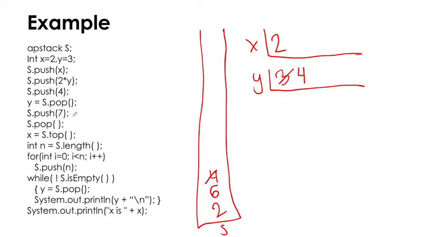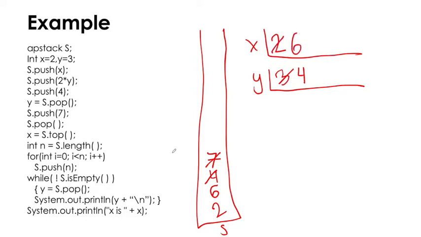Next, S dot push 7. So 7 will be placed at the top of the stack, and then S dot pop, 7 will be removed from the top of the stack. Next, X will take the value of S dot top. As we've discussed, top only peeks at the top of the stack, and it doesn't remove it from the stack. So the top of the stack at this point is 6, so X will take the value of 6.